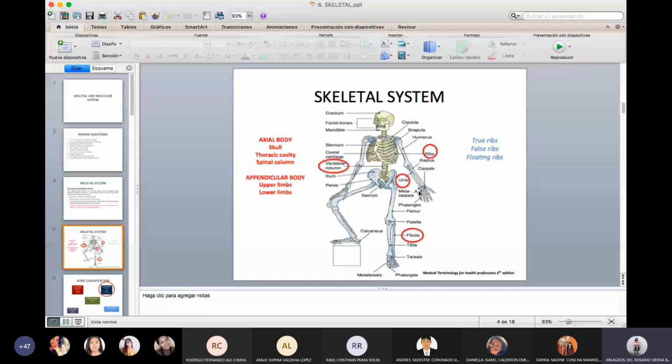Let's see, who can tell me in Spanish what ulna is? Someone wants to tell me? A ver, Nicole, do you know what ulna is?